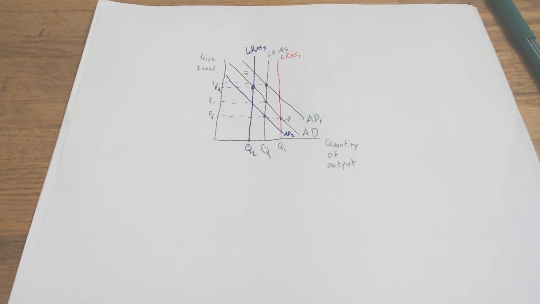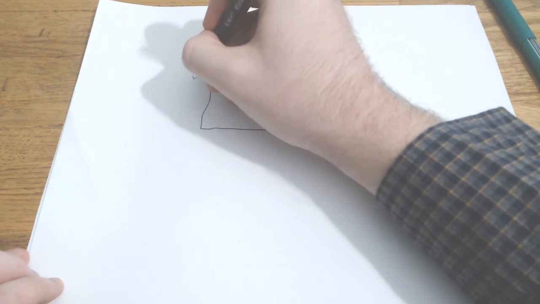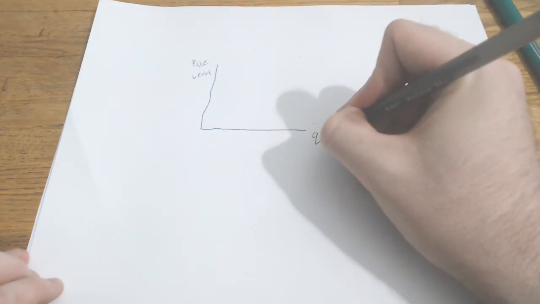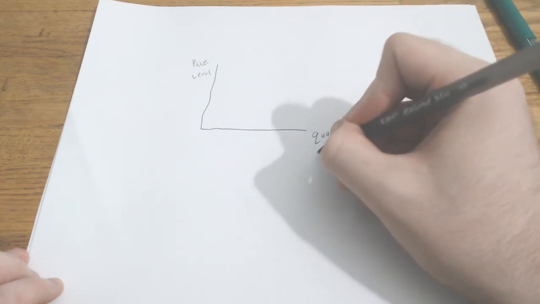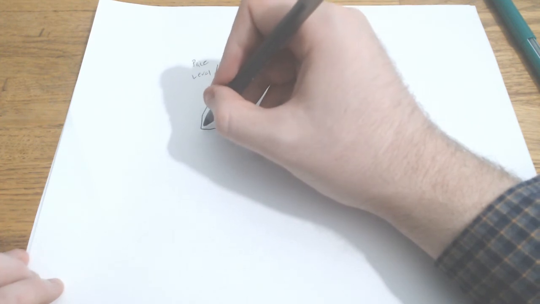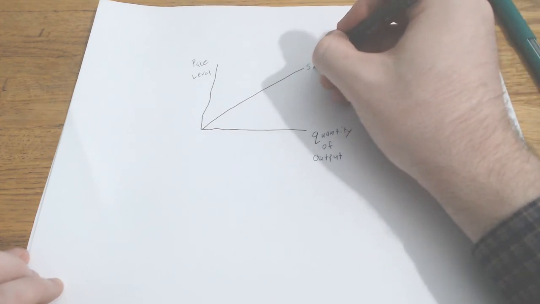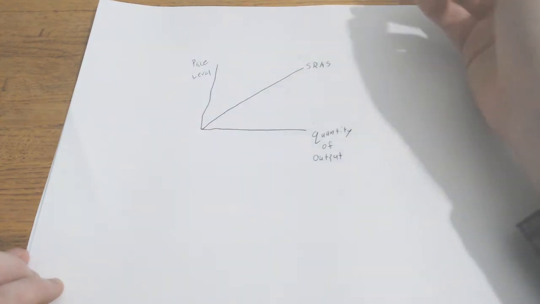Now let's look into the aggregate supply curve in the short run. The aggregate supply in the short run slopes upward. So again, we're going to have price level, quantity of output. We're going to have our short run aggregate supply, and it may seem a little familiar, short run aggregate supply. I'll write it up here again.